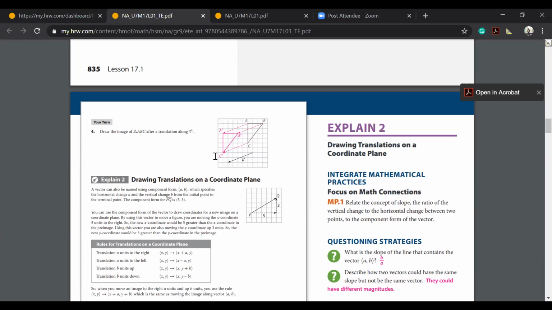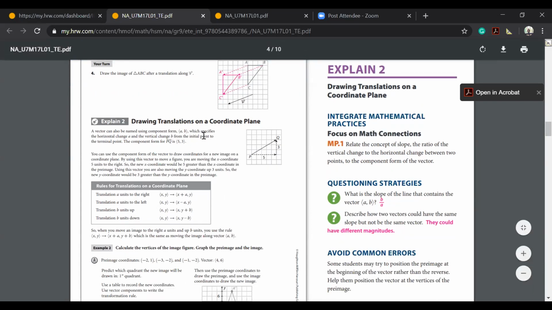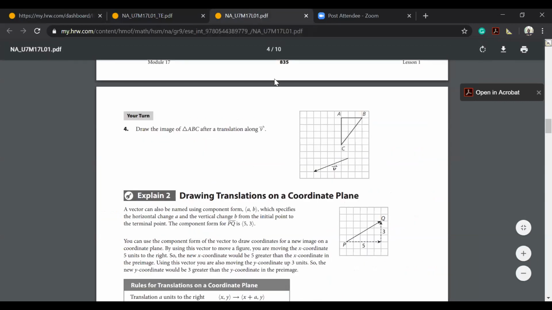And then I connected the dots to have my image. What about these 3 lines? These are the lines of translation, which are all equal and all parallel to V, because they are in the same direction, right? Okay. And then for the second part, it was the vector when it's given as a component like this. Let's go back to the student edition.